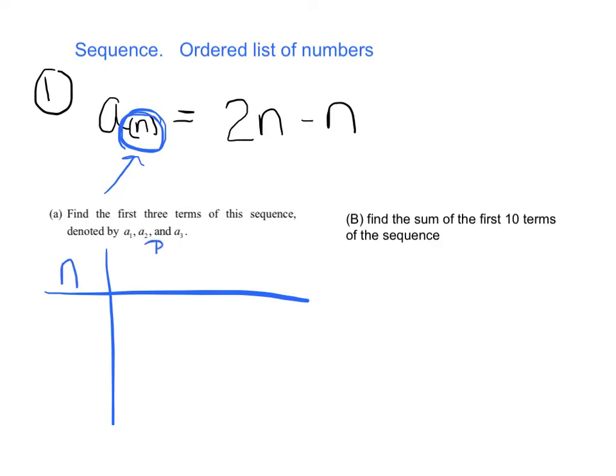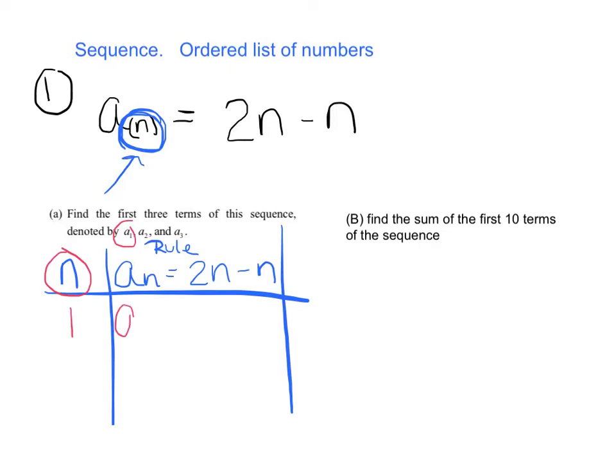And then this is always the rule. So a sub n equals 2n minus n. Okay, and this is very simple. Basically, it wants the first three terms. So my first term is going to be 1. And notice, I'm saying let n equal 1. So I'm going to replace every n with the number 1. And don't do any math in your head, just write down what you get.